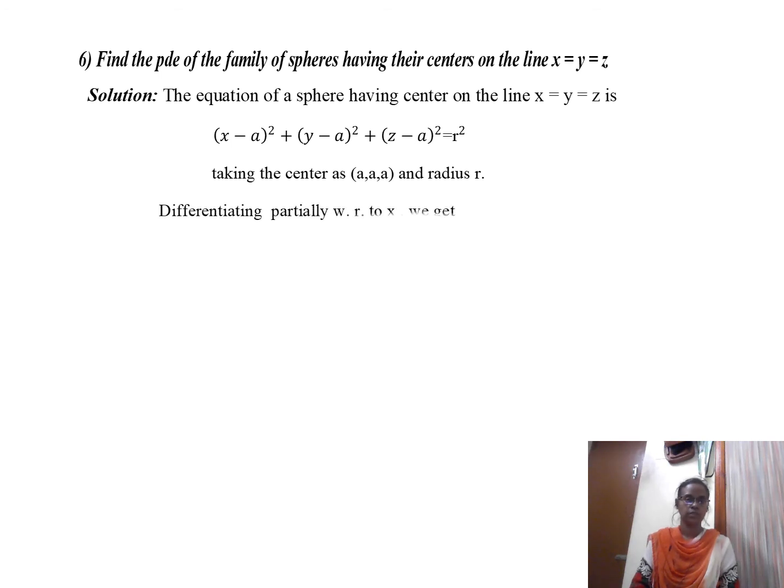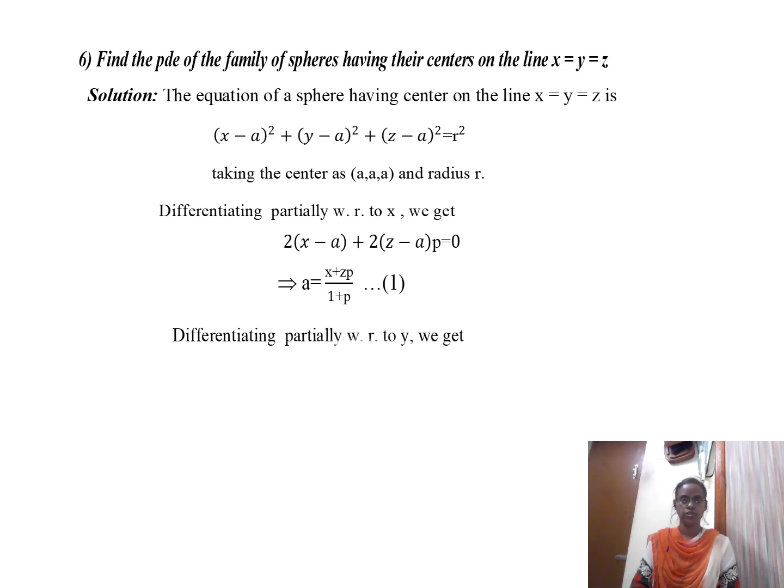Now we shall proceed as usual to find the partial differential equation. So let us differentiate the equation partially with respect to x. We get 2 into x minus a, plus the second term is having y, so it is going to be 0, plus 2 into z minus a into dou z by dou x, which is actually p, equal to r squared, which when we differentiate is going to be 0. So from this equation, we can simplify as a equal to x plus z into p divided by 1 plus p. So just when you multiply these terms and bring a to one side, you will simply get this solution.